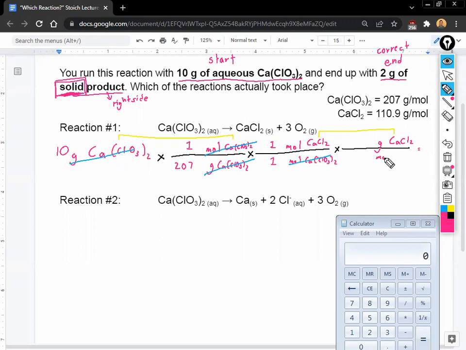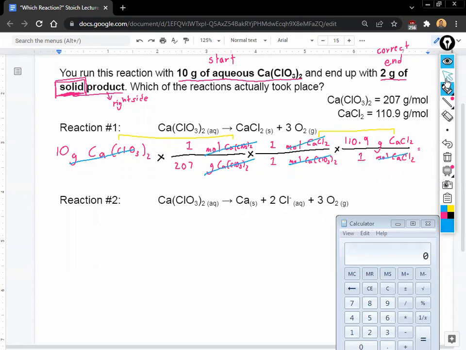And then last but not least, we're going to put moles of CaCl2 on the bottom. We're going to get the numbers from the molar mass. It tells us the molar mass of CaCl2 is 110.9. So we're going to put 110.9 on the top and 1 on the bottom. There you go, guys. That's going to be your setup for the stoichiometry.